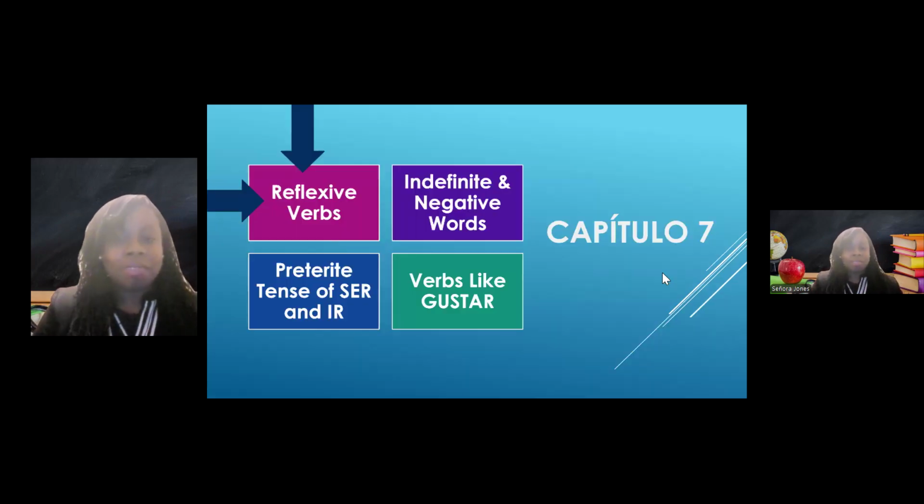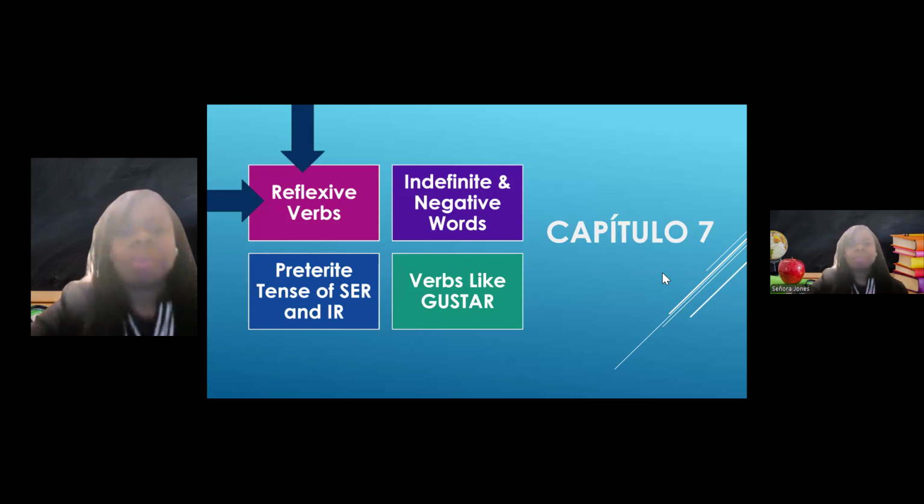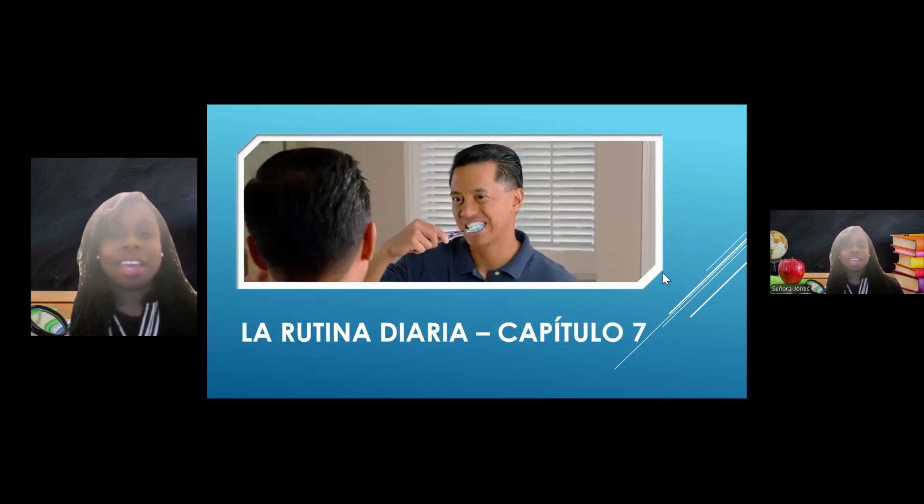All right, that wraps it up for reflexive verbs. I hope that that was a great walkthrough and review for you. Remember, if you need more assistance, you have a lot of things located for you in the Moodle.